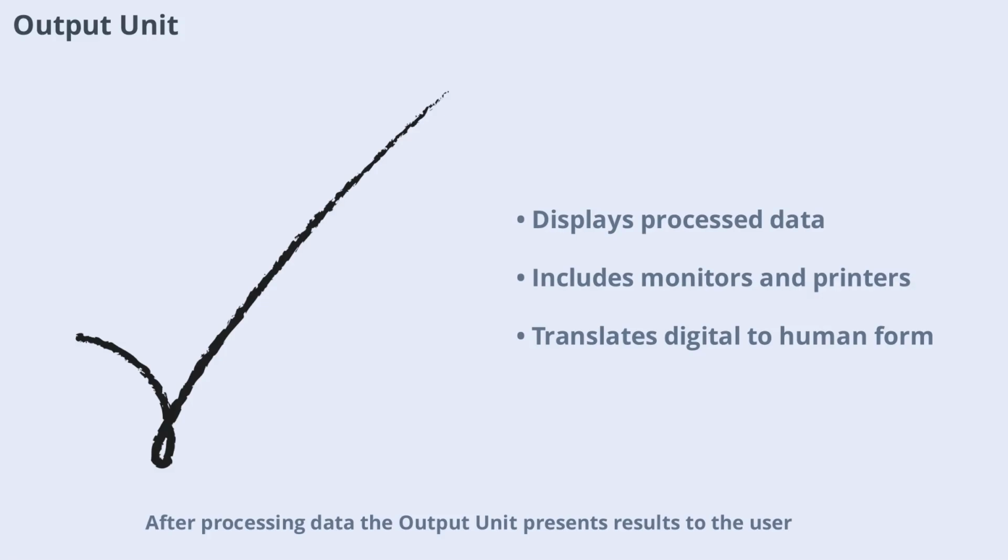After processing data, the output unit presents results to the user. Monitors, printers, and speakers are common output devices. The output unit translates the computer's digital information into a human-readable or perceivable form, closing the loop of communication between the user and the computer.